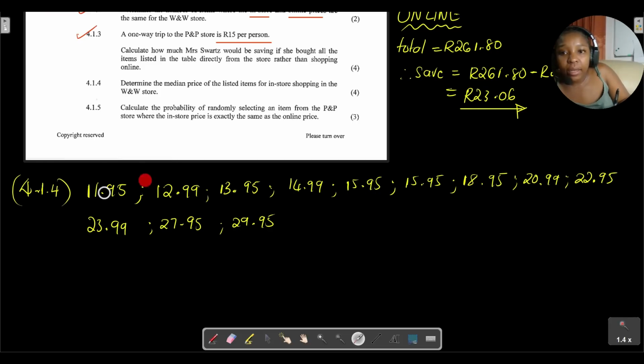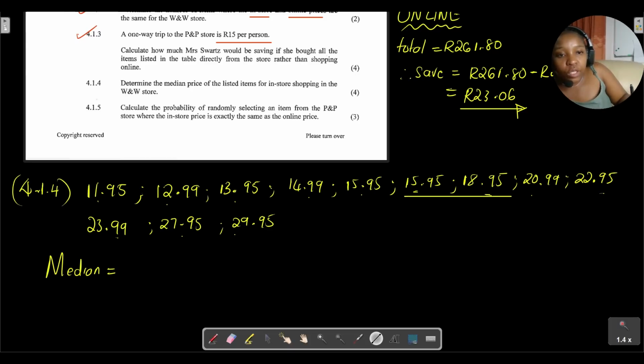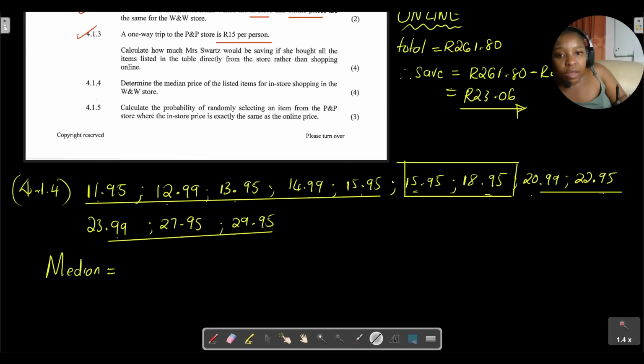So how many values? 1, 2, 3, 4, 5, 6, 7, 8, 9, 10, 11, 12. We can see that we've got an even data set. That tells us that our median will be a value that's in between two values. We count 1, 2, 3, 4, 5, 6 from each side. So our median is a value in between these two values, with 6 on the left hand side and 6 on the right hand side.